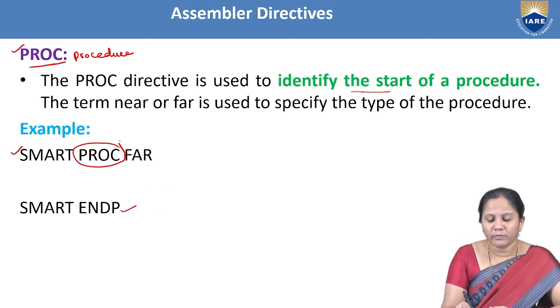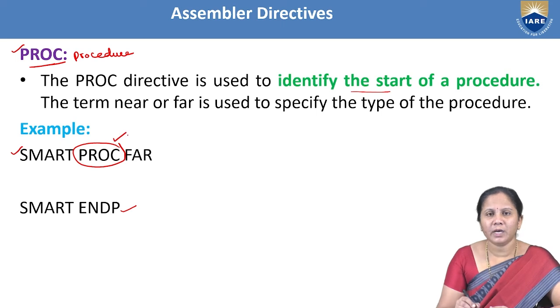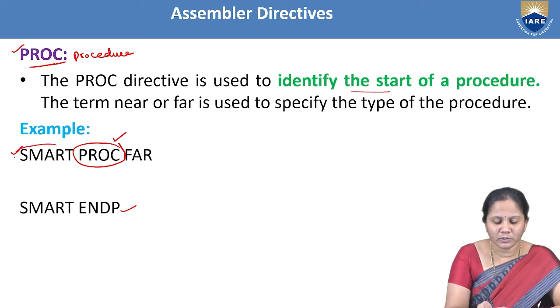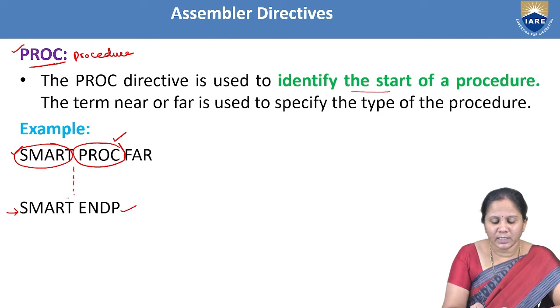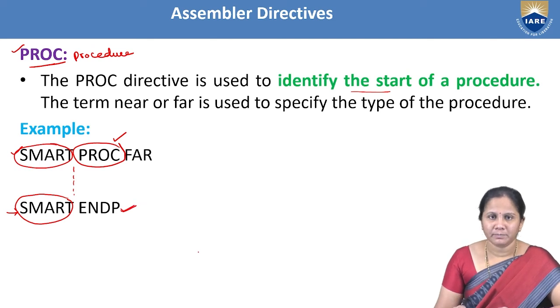So wherever we have indicated PROC, saying that it is the start of the procedure with the procedure name, after writing all the lines related to that procedure which performs a specific task, at the end of that procedure we have to use the same procedure name along with the assembler directive NDP, saying that it is the end of the procedure.